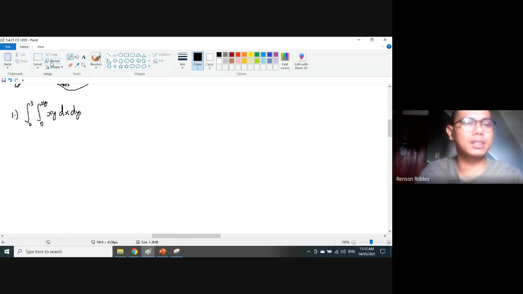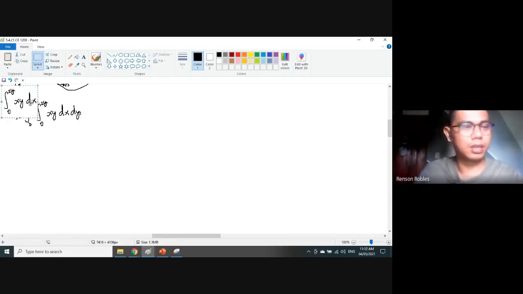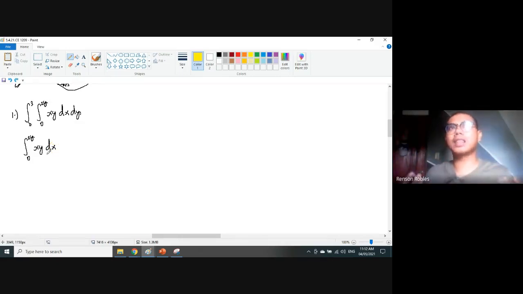So you first start at the middle, at the inner part. That's what we are going to execute. Now, you have to consider the variable of integration. And in this case, it's x. This is the variable of integration, which means all other variables other than the variable of integration will be treated as constant.